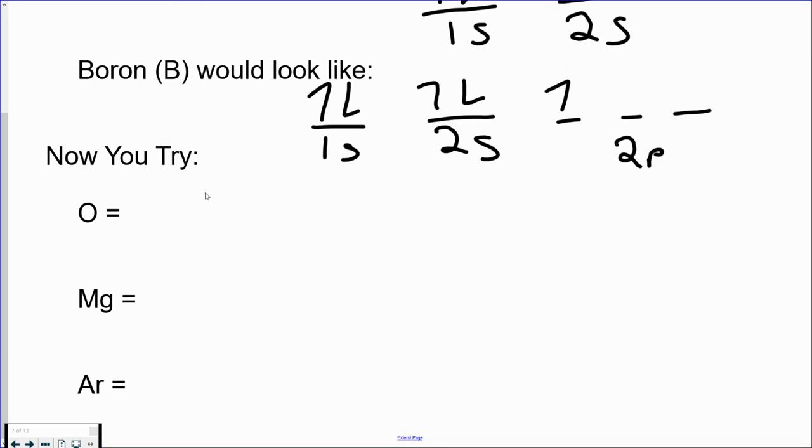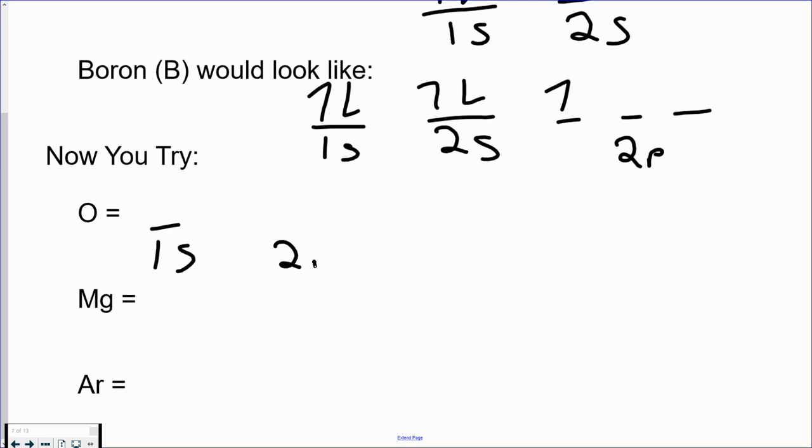So I'm going to have you try oxygen and then argon. Go ahead and pause it, try them, and then get back to me after the count of 3, 2, and 1.